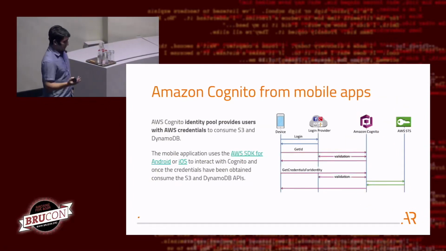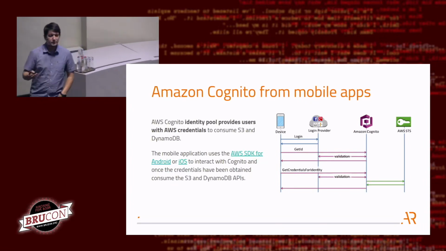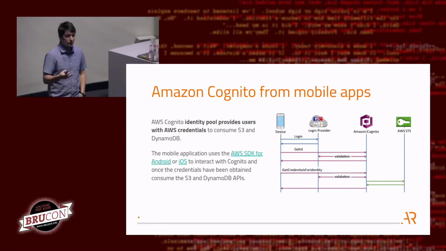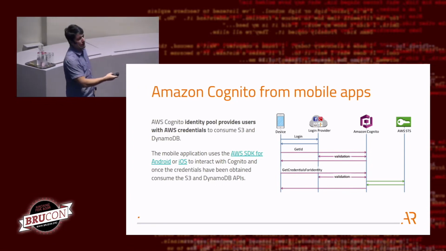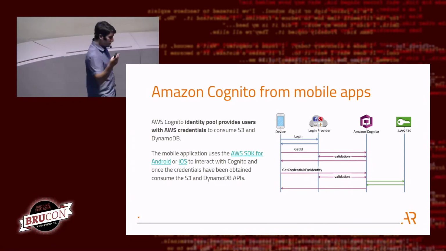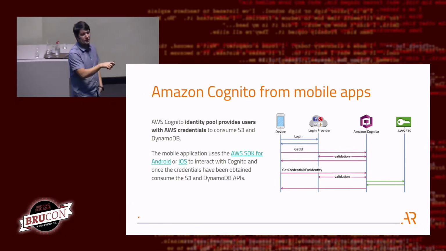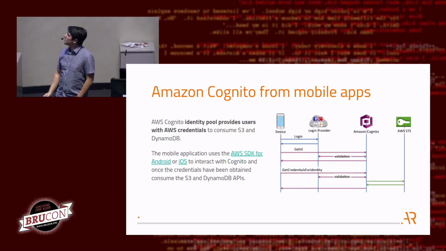And in order to do that, the mobile application needs to use libraries. There are official libraries which are developed, at least partially, by AWS for iOS and for Android. So this application needs to embed those SDKs. And this is important for one of the steps that we're going to see later.